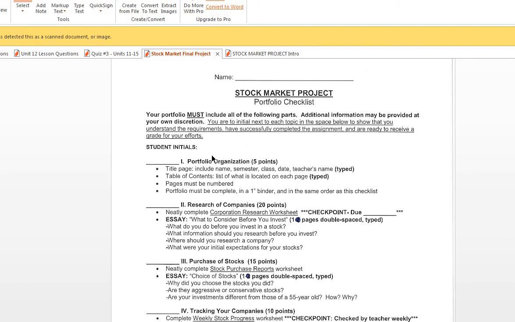If you could organize it in the way that these items are listed here on this checklist, then it makes it easy for me and it makes it easy for you, and you'll get points for that organization.